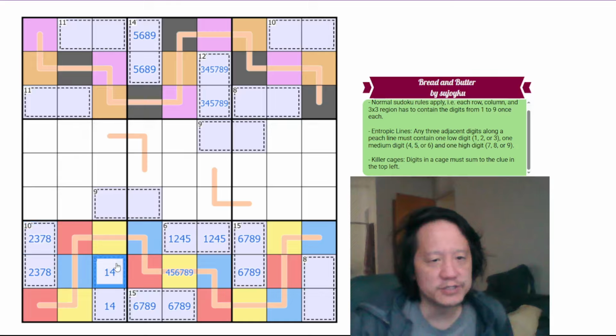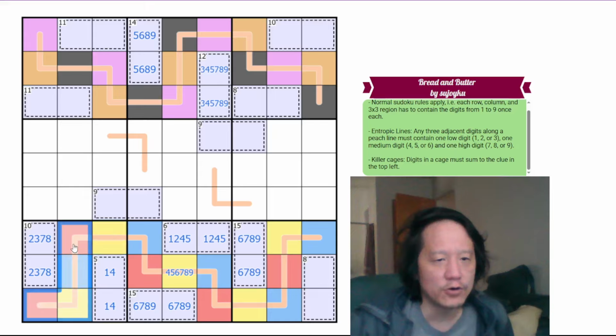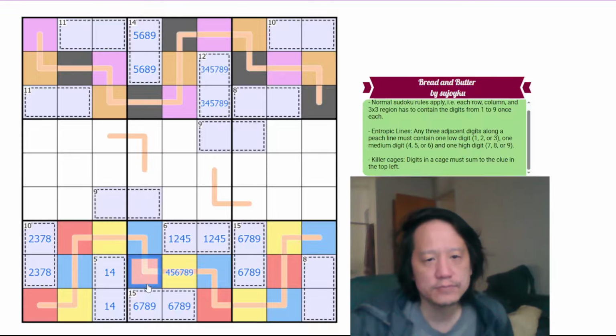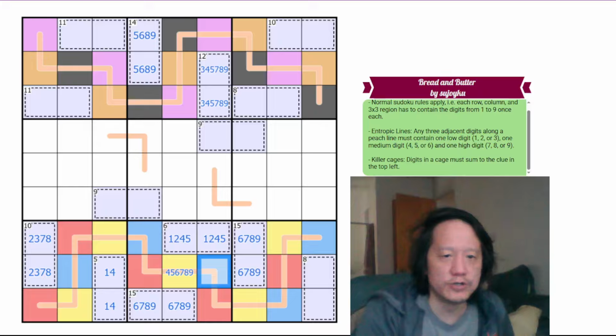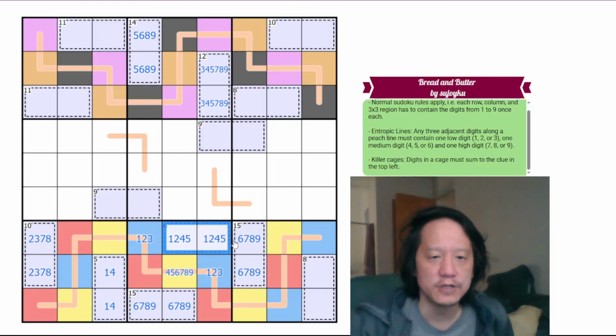And the reason is because if we had 2, 3 here, this would force this to be 1, 9, and we would have all 3 lows already accounted for in this box, which obviously the entropic line would not work. Okay, so that's there. We don't know if yellow is high or red is high here. So this must be 1, 2, or 3. So we have a guaranteed low in one of these two. This is low, and this is low.